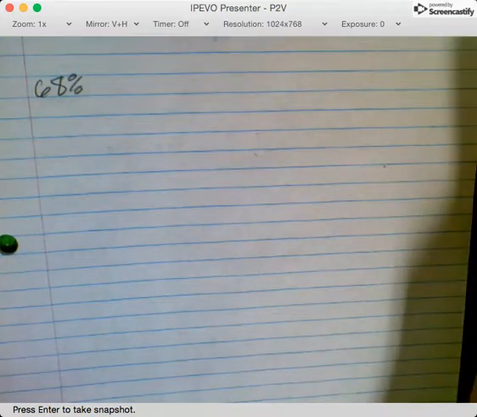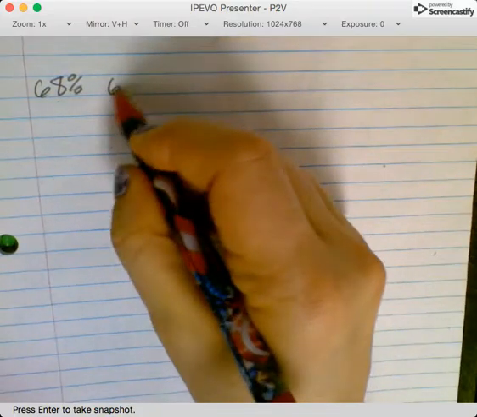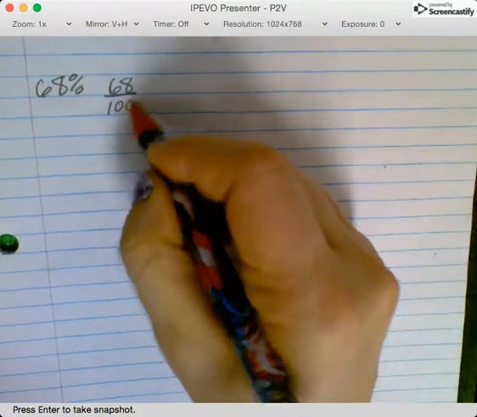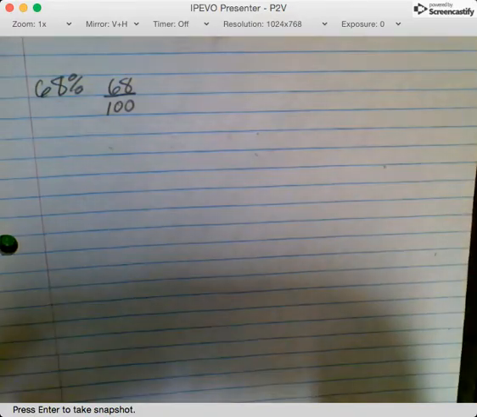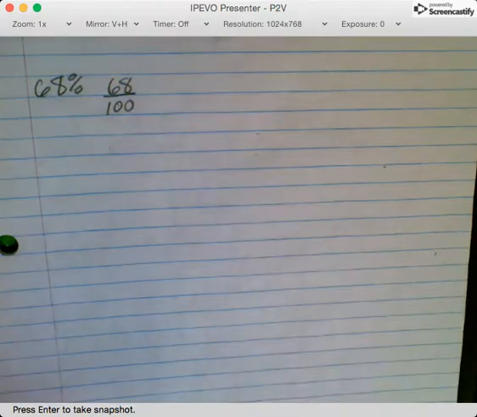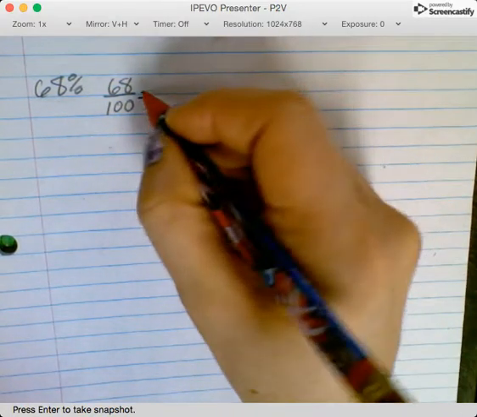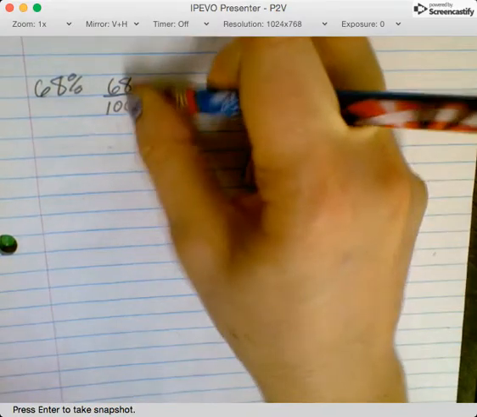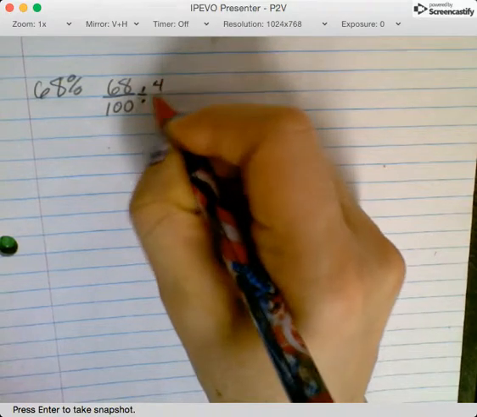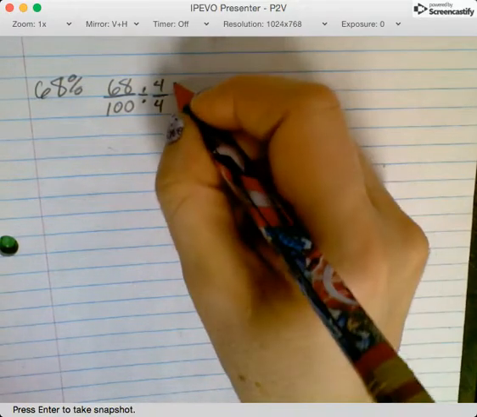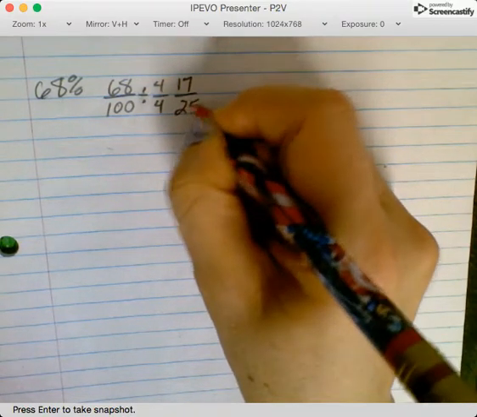68%. A percent is a value out of 100. So I'm going to put 68 over 100, and then all I have to do is reduce. It's pretty much as simple as putting the value over 100 and reducing. So if I have 68 100ths, they can both be divided by 4. 68 divided by 4 is 17. 100 divided by 4 is 25.